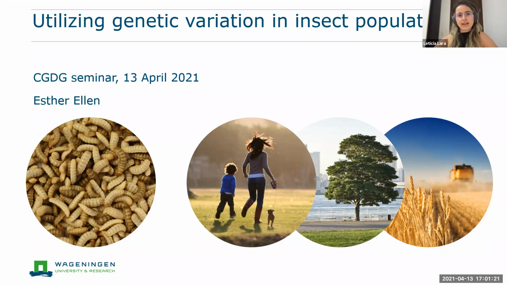Today we have Dr. Esther Ellen from Wageningen University talking about utilizing genetic variation in insect populations. Dr. Esther Ellen is a senior research leader at Wageningen Livestock Research. She has a bachelor in tropical agriculture, master in animal breeding and epidemiology, and PhD in animal breeding and genomics. Thank you, Esther, and you have the word.